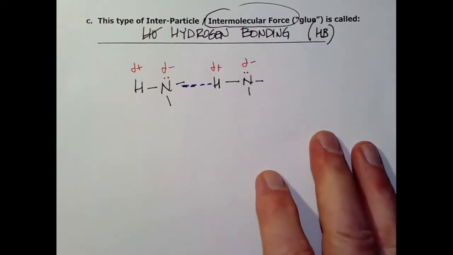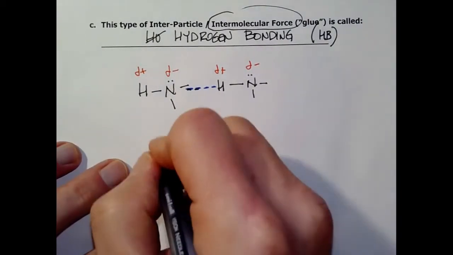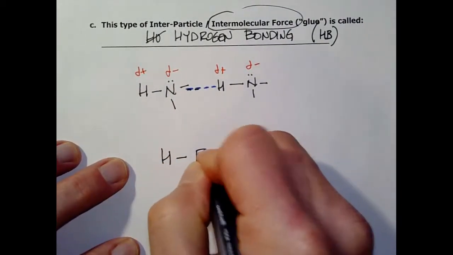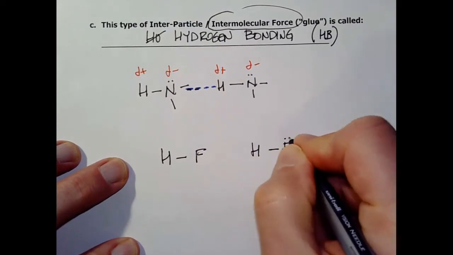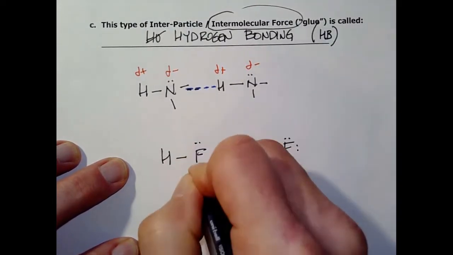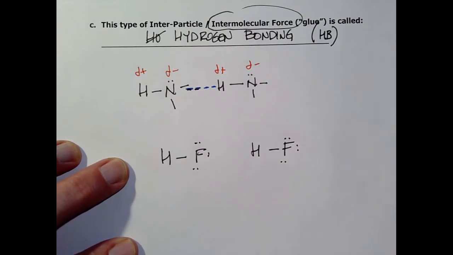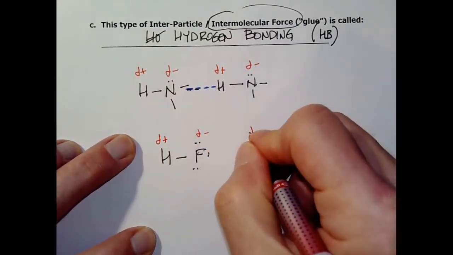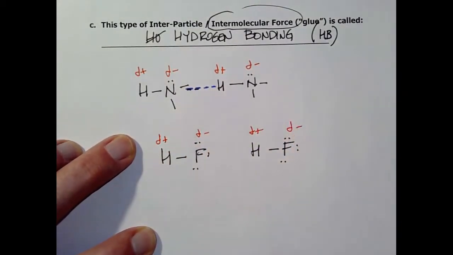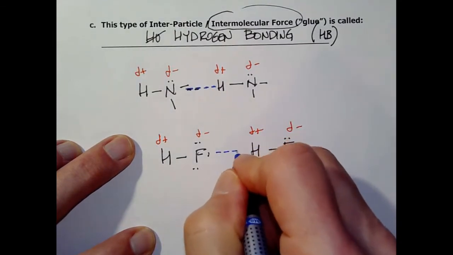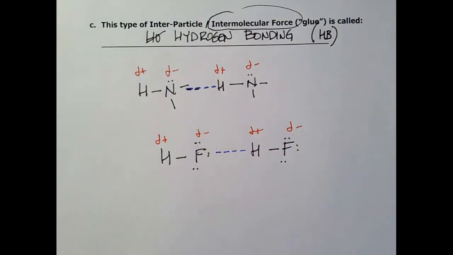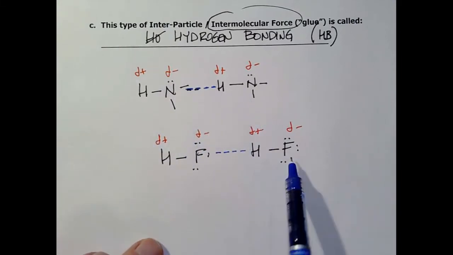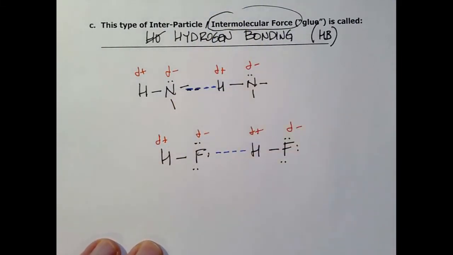And then the last one's trivial. There's only one case, but what the heck? H, F, H, F. Extremely polar. This is very close to an ionic bond. Almost a full plus, but plus, minus, and bingo. There's our hydrogen bond. So, nitrogen, hydrogen, hydrogen, fluorine, hydrogen, oxygen. All right, now let's go on to the more complicated case.